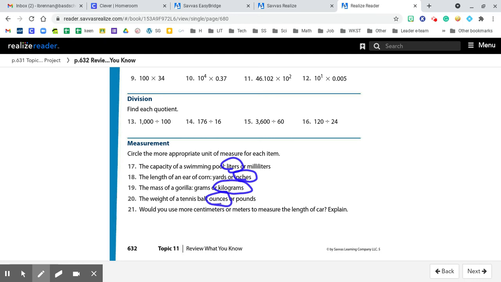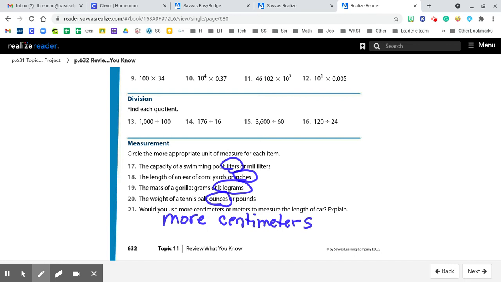Would you use more centimeters or meters to measure the length of a car? Which would you use more of? You would use more centimeters because they're tiny. And a centimeter is like the equivalent of the width of your finger, you could say. And a meter is from the floor to the doorknob, about a meter. So you would use more centimeters.